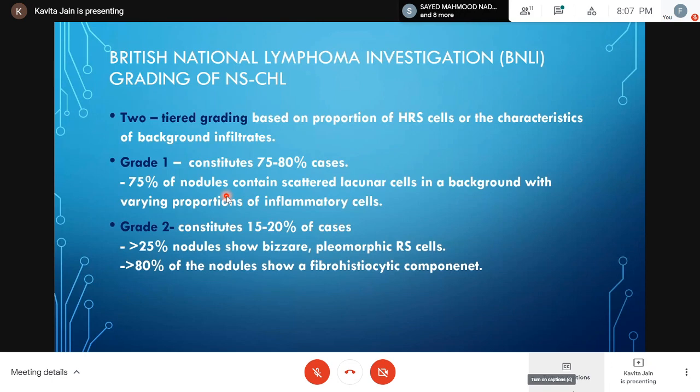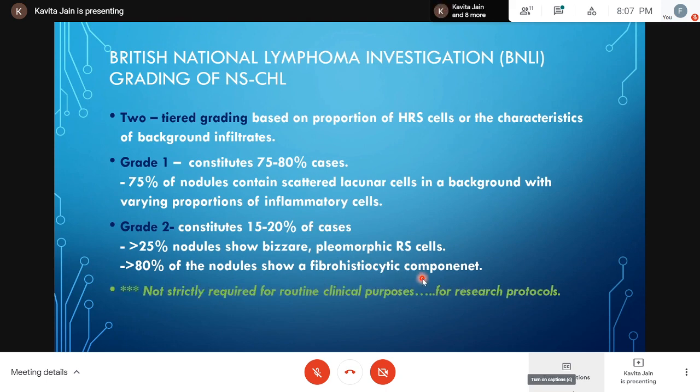But now when the disease progresses and more lacunar cells grow, more than 25% of nodules will show bizarre pleomorphic RS cells. The criteria is either more than 25% of the nodules are showing bizarre pleomorphic cells, or more than 80% of the nodules show a fibrohistiocytic component. However, this grading is not strictly required for routine clinical purposes. We are not reporting it. It is more for research protocols.